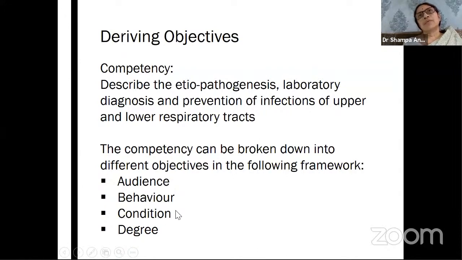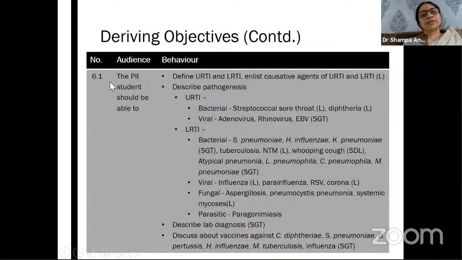Condition and degree are usually the same thing. Condition is where we lay down a condition that the student can perform independently or in a small group or whatever condition is given. And the degree is whether the student can do it completely or correctly. So keeping the fact that condition and degree are the same throughout all the objectives, we can design the objectives as such. So this is the table we use to prepare the objectives. This is competency 6.1. Audience, as I have told, is the phase two student.